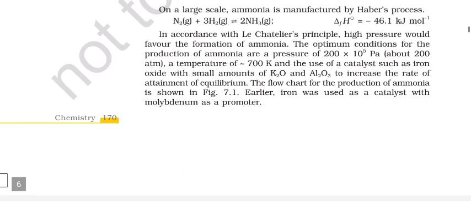In accordance with Le Chatelier's principle, high pressure would favor the formation of ammonia. The optimum conditions for the production of ammonia are a pressure of 200 × 10^5 Pa, a temperature of 700 Kelvin, and use of a catalyst such as iron oxide with a small amount of K2O and Al2O3 to increase the rate of attainment of equilibrium. The flow chart of the production of ammonia is shown in figure 7.1. Earlier, iron was used as a catalyst with molybdenum as a promoter.